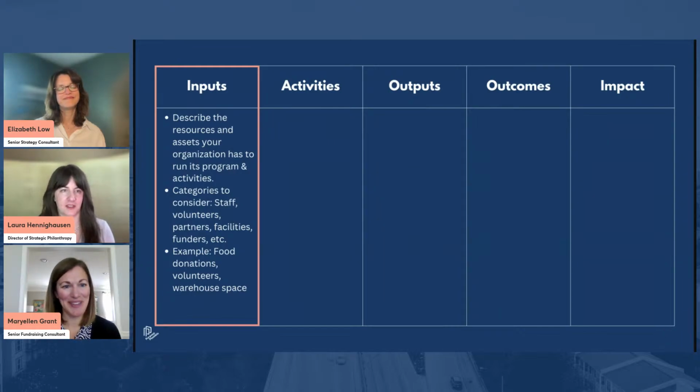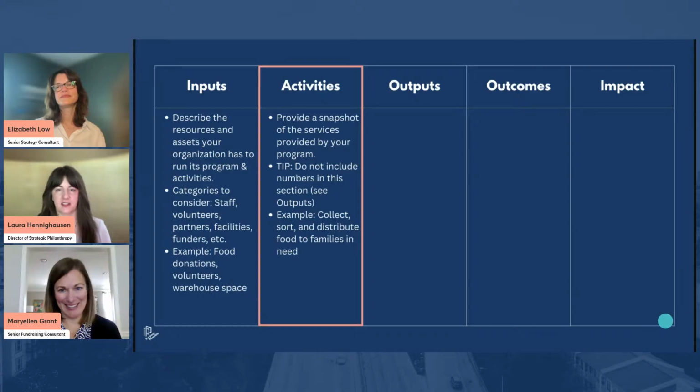So we did inputs and now we're on activities. Exactly. Okay, so activities, this is where you have the opportunity to give a snapshot of the services provided by your program. So in a logic model, each section builds on the previous section. The activities listed here ideally draw from the inputs you listed in the first column, right? So using our food pantry example, the warehouse mentioned in our inputs example directly relates to the collecting, sorting, and distribution of food in our activities column.